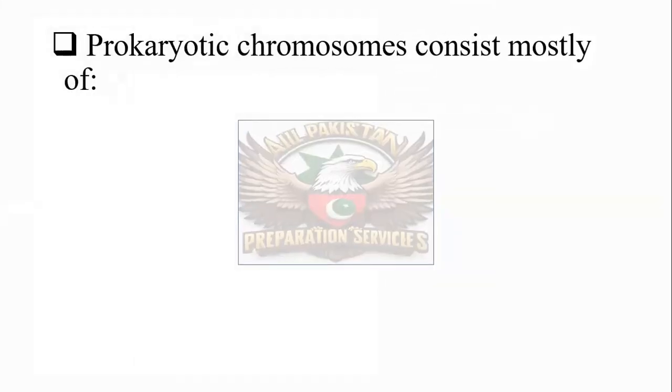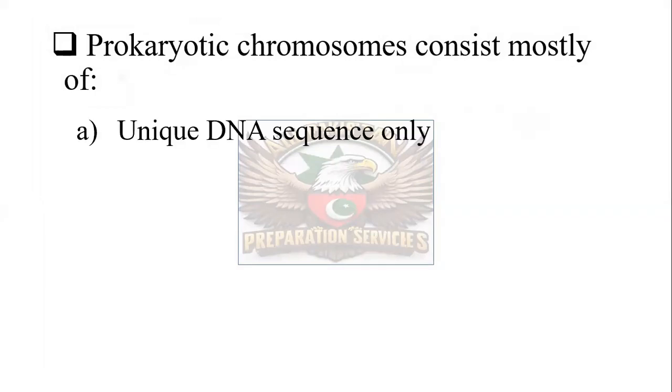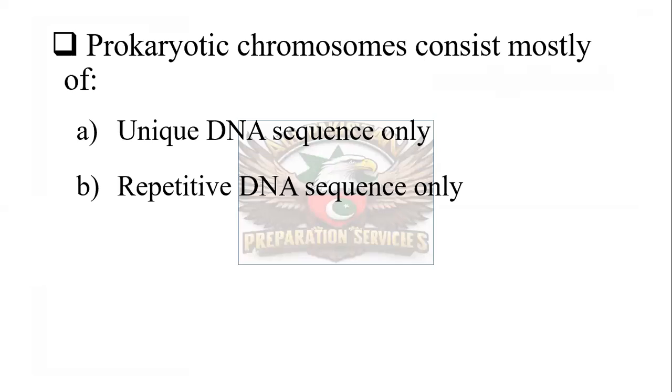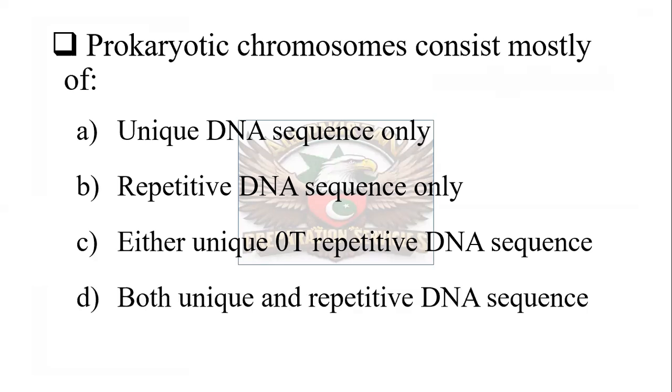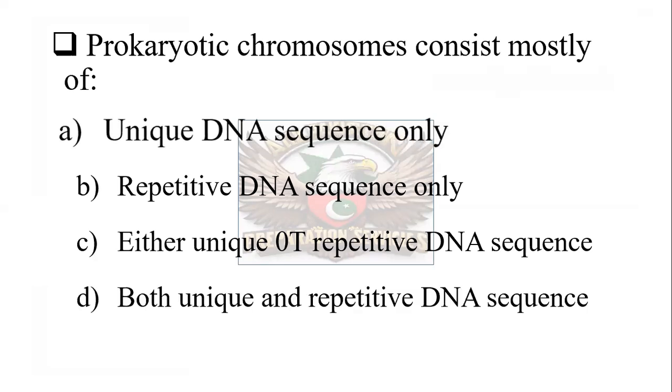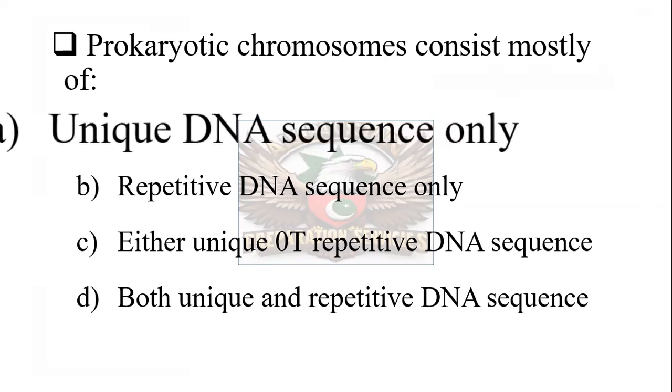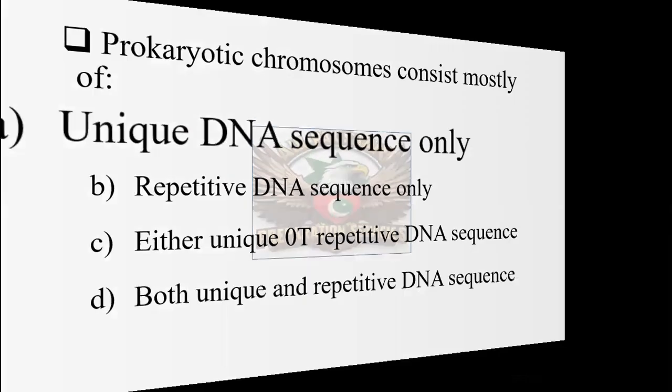Our next question: prokaryotic chromosomes consist mostly of unique DNA sequence only, repetitive DNA sequence only, either unique or repetitive DNA sequence, or both unique and repetitive DNA sequence. The correct one is unique DNA sequence only. In prokaryotes, chromosomes mostly consist of unique sequence only.